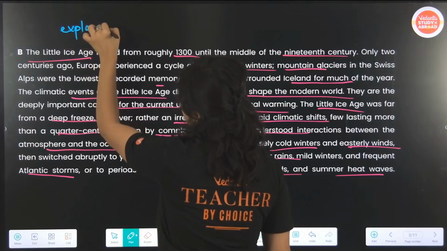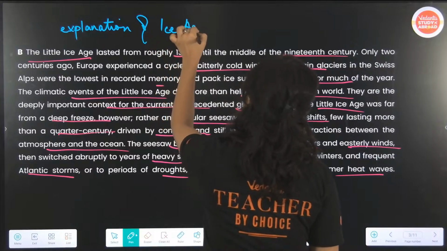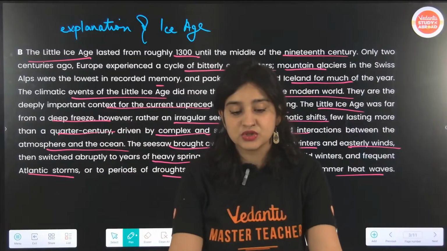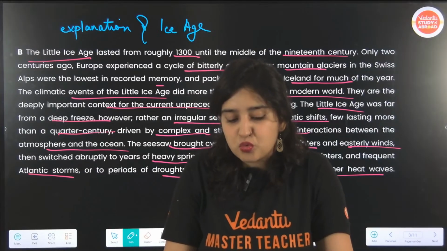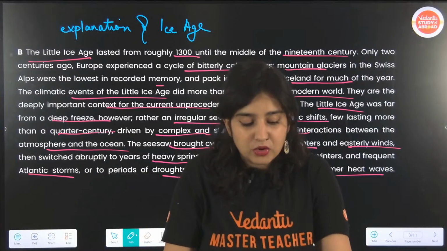explanation of Ice Age. This is the explanation of Ice Age, how it came about, what is the exact nature of it, and how it shaped the modern world.